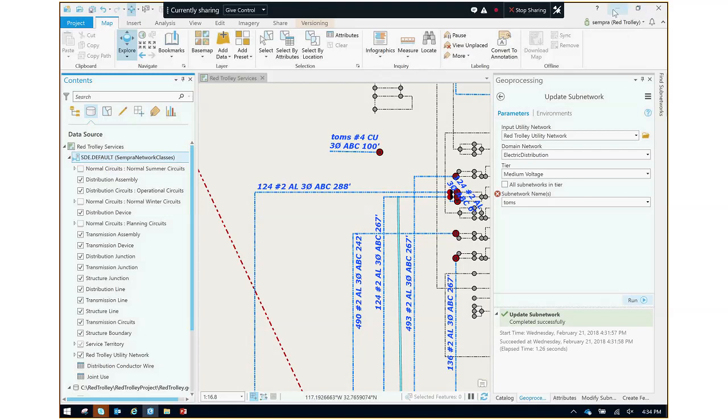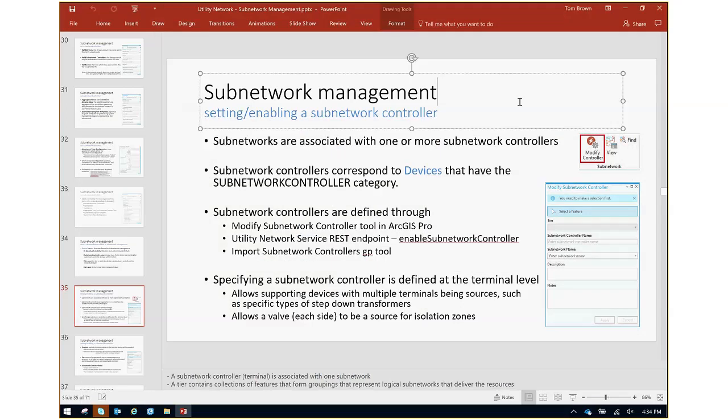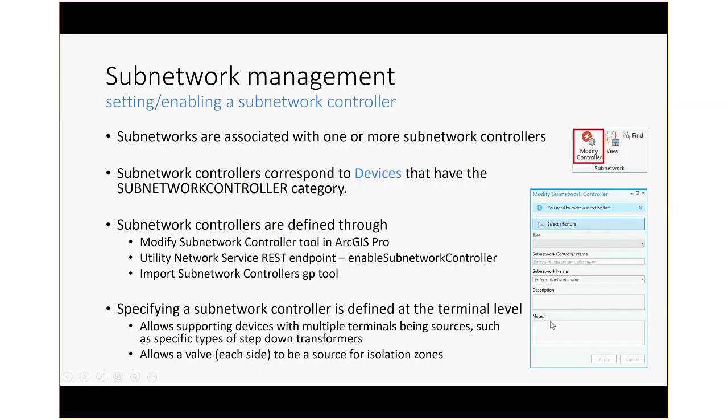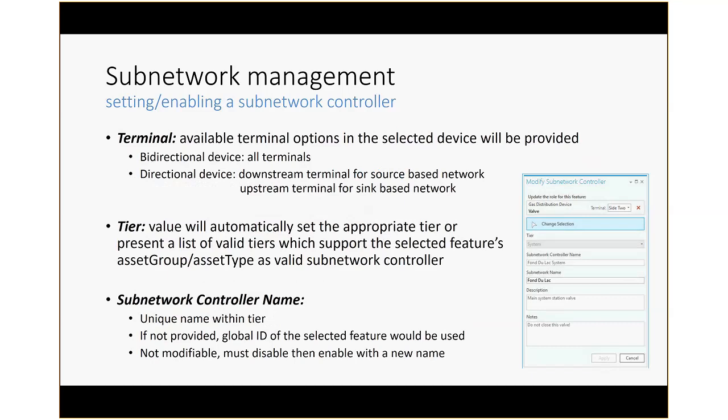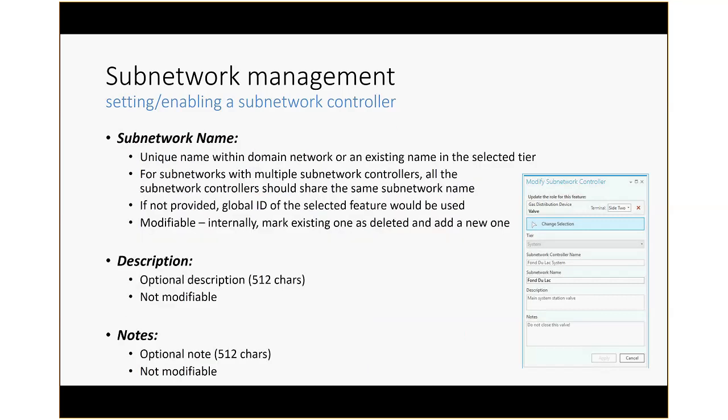Go back to slides. I got 11 more minutes to cover slides, which I've highlighted a lot of these. So I showed modifying the controller. We talked about the terminals that get assigned when you have to assign the controller. You have to pick what terminal based on the rules and the configuration. I'm going to give it a subnetwork name. I optionally could have provided a description and notes about that controller.